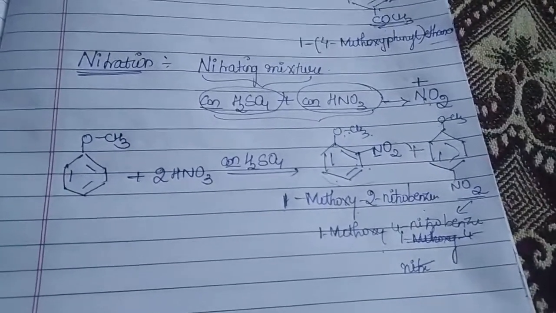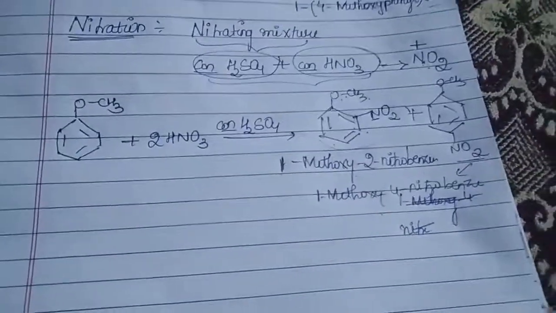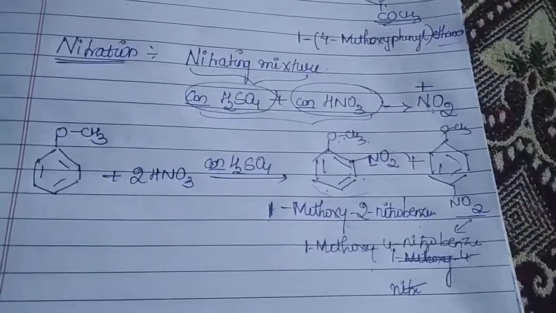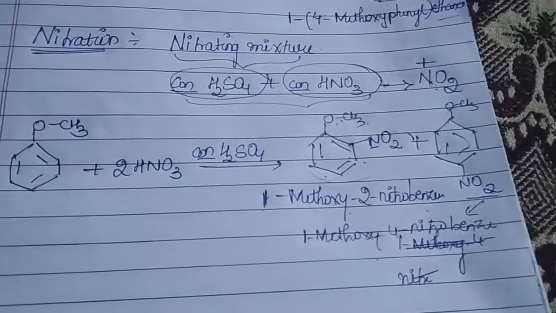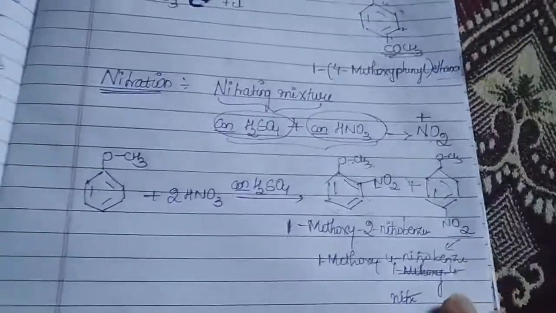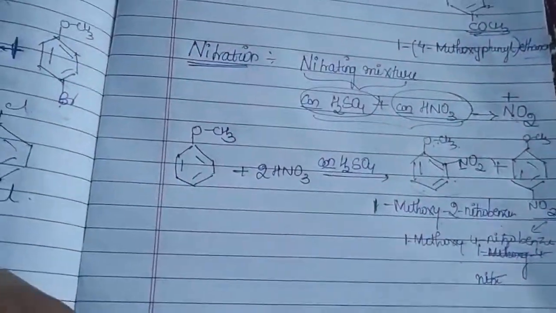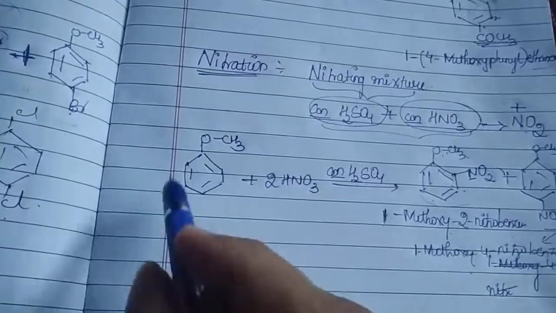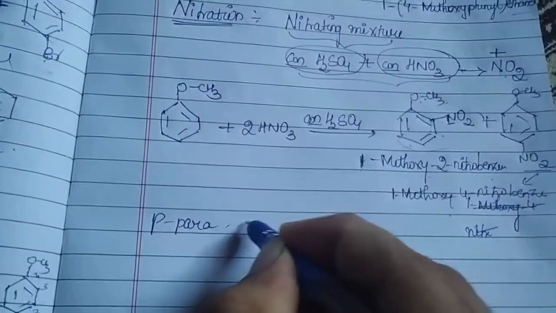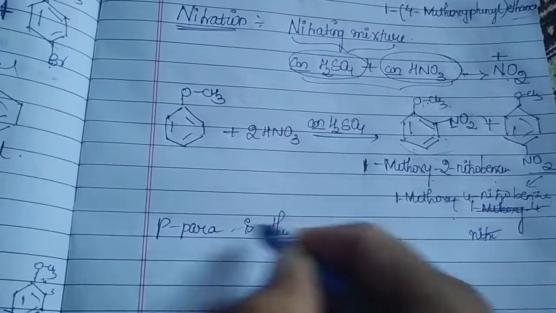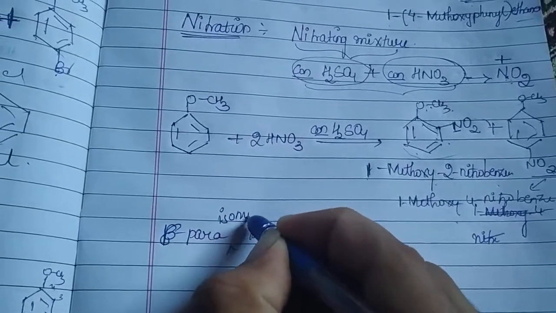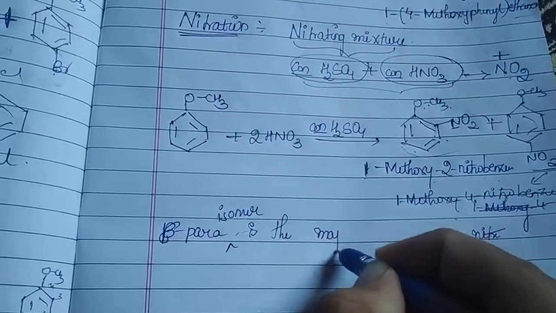If you are saying para, I want the reason for that. Are you getting my point? If you are saying para, I want the reason for it. I'll give you 3 seconds. Okay. So remember, whenever we are doing electrophilic substitution reactions, our para product is the major product. Para is the major product. Para isomer is the major product.